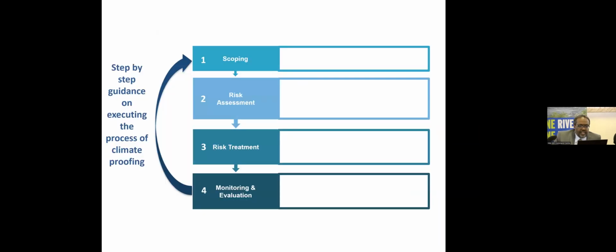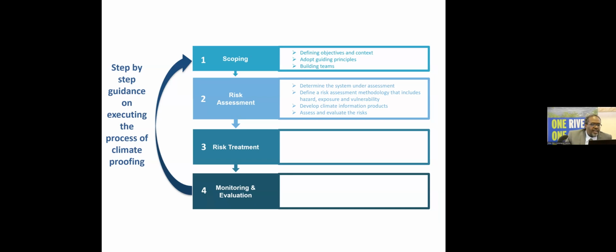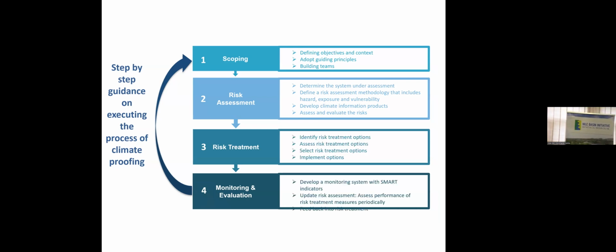And as I said, we went through different processes for each cycle during the project implementation. We look at the scoping, the risk assessment, the risk treatment, and also monitoring and evaluation. These are the different step-by-step guidance in this climate proofing manual. We are supposed to disseminate this manual very soon, within the coming 2 weeks. We are planning to disseminate this climate proofing manual here for the Nile Basin.